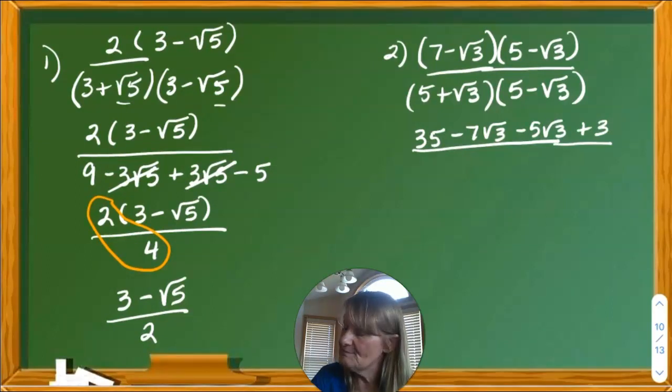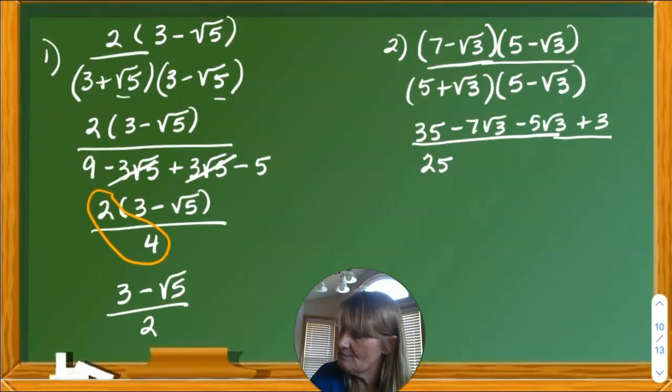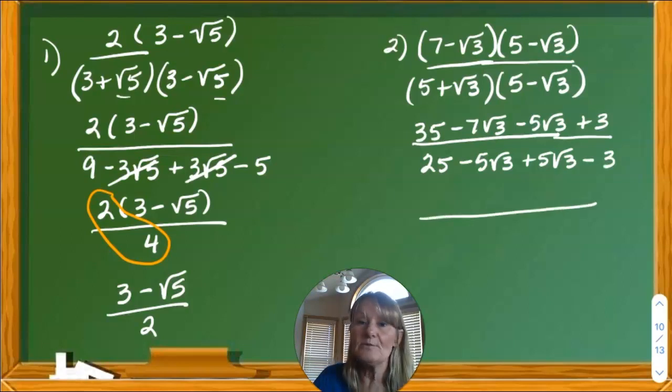Okay, now I'm going to do my denominator. 5 times 5 is 25. 5 times a negative square root of 3 would be a negative 5 square root of 3. Inside, 5 times the square root of 3. Last would be the negative square root of 3 times square root of 3, which is 3. Okay. Now, I want to simplify both the numerator and the denominator by adding my like terms.